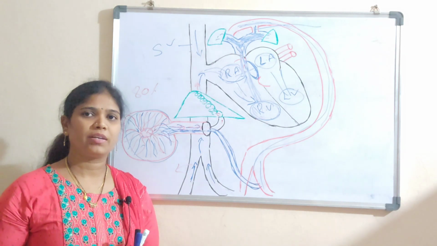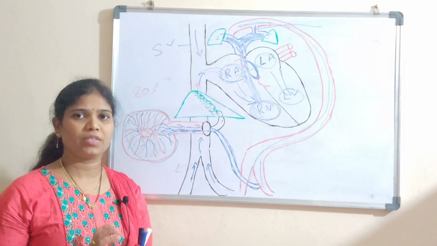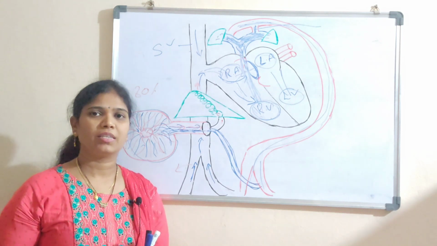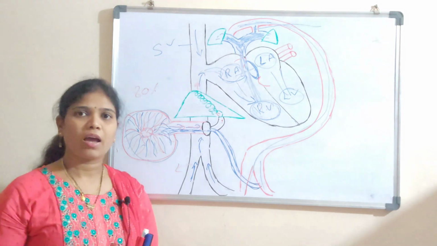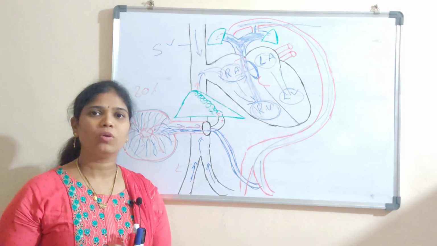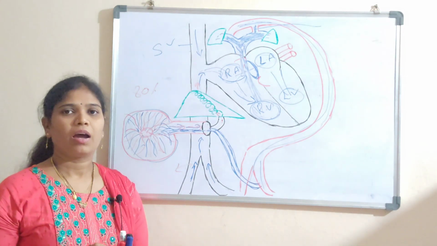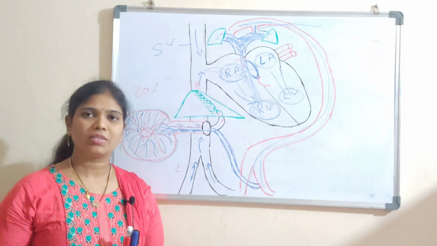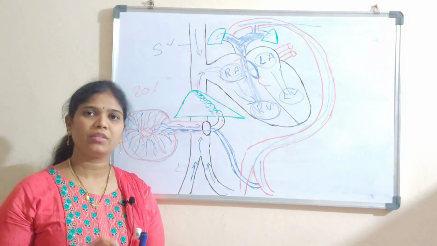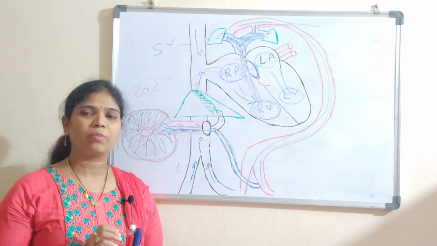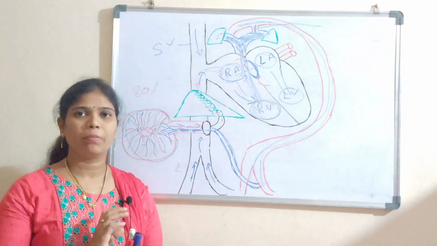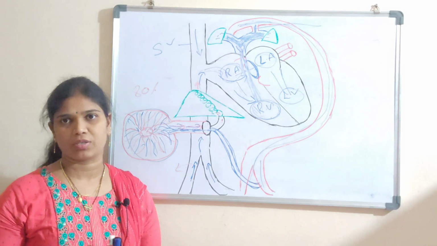This fetal circulation runs between three things: the fetus, the placenta and the umbilical cord. The umbilical cord has one umbilical vein and two umbilical arteries. The umbilical vein carries oxygenated blood from the placenta to the fetus. The two umbilical arteries carry deoxygenated blood from the fetus to the placenta for purification.